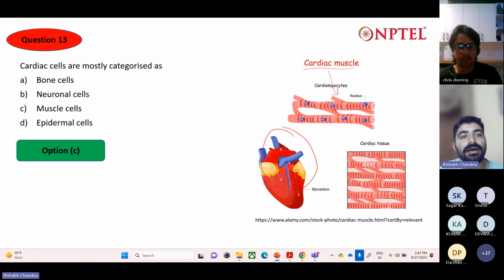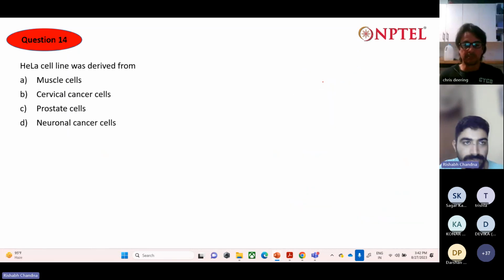Somebody also said that it's neuronal cells. It is not a neuronal cell, although there is some electrical activity going on in these cells. That's why it is different from the smooth and the skeletal muscles also. So cardiac cells are the muscle cells. So let's move on to the next question.